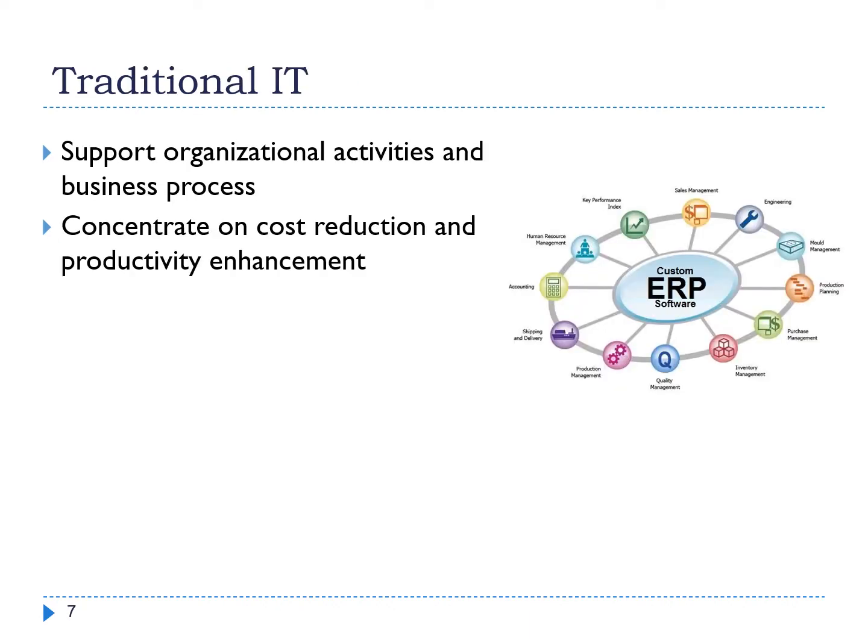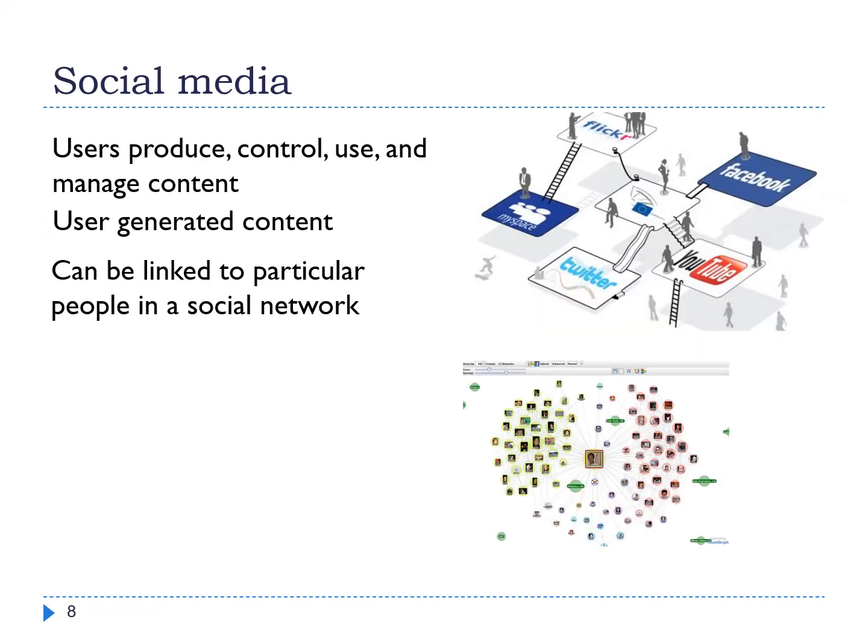Okay, first, let's take a look at what is traditional IT. Traditional IT supports organizational activities and business process and concentrates on cost reduction and productivity enhancement. For example, ERP systems in the company. Different from traditional IT, the content from social media usually comes from user-generated content. That means users will produce, control, use, and manage the content. In social media, you can be linked to particular people in a social network.